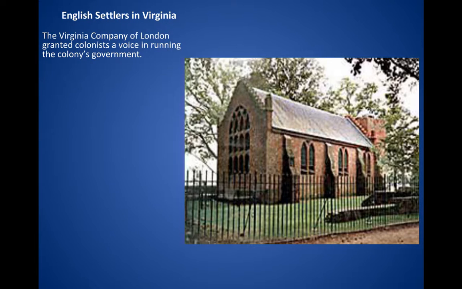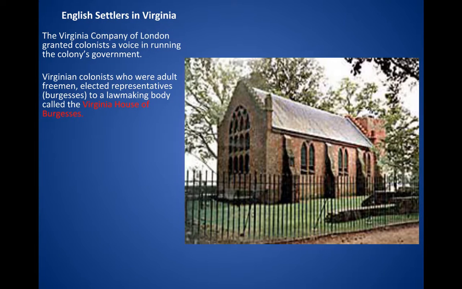So, the Virginia Company of London granted colonists a voice in running the colony. So while all this is happening, while the women are starting to come to the colonies and starting families, and it's becoming a more legitimate, permanent colony, this Virginia Company of London granted colonists a voice in running the colony's government.